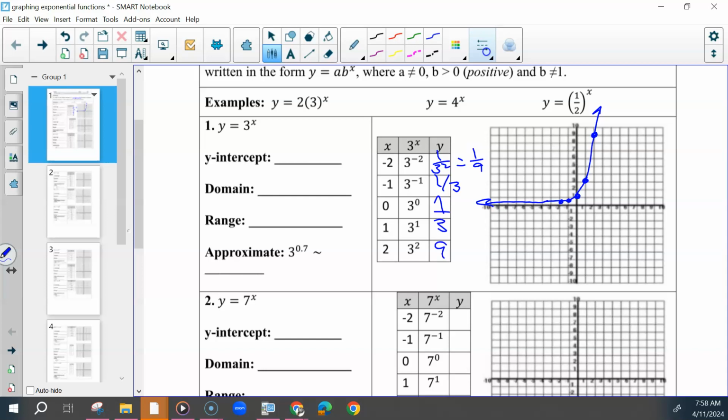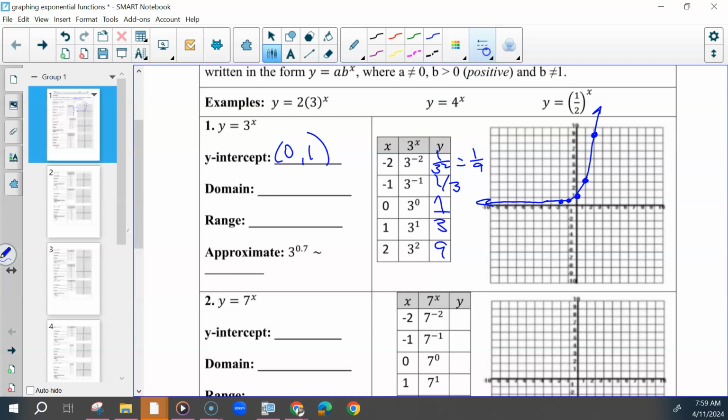In Algebra 2, you'll do exponential functions again. You'll learn about an asymptote. It's a line that it gets really, really close to, but never actually touches. I'll show you what that looks like in Desmos and in the calculator here in a bit. So then we can start to fill out some of this stuff. What is our y-intercept? 0, 1. Write it as an ordered pair.